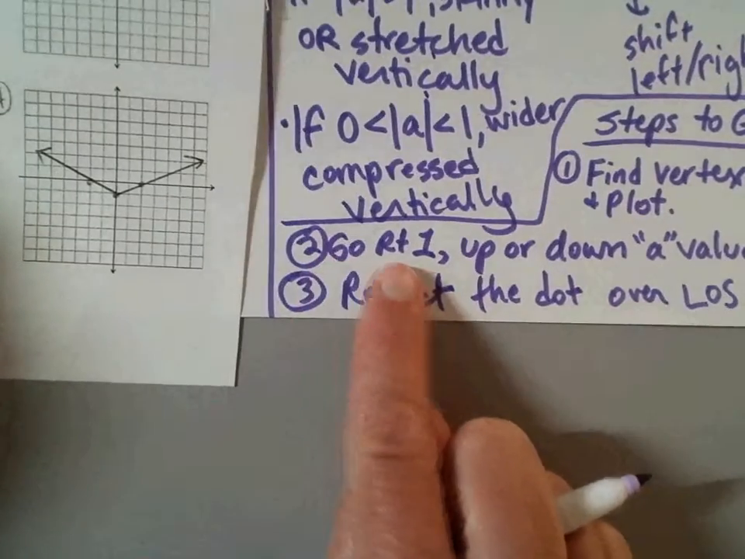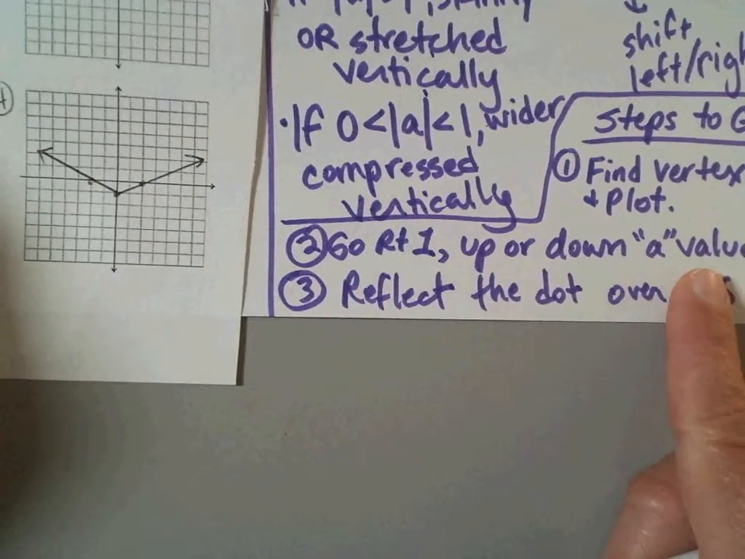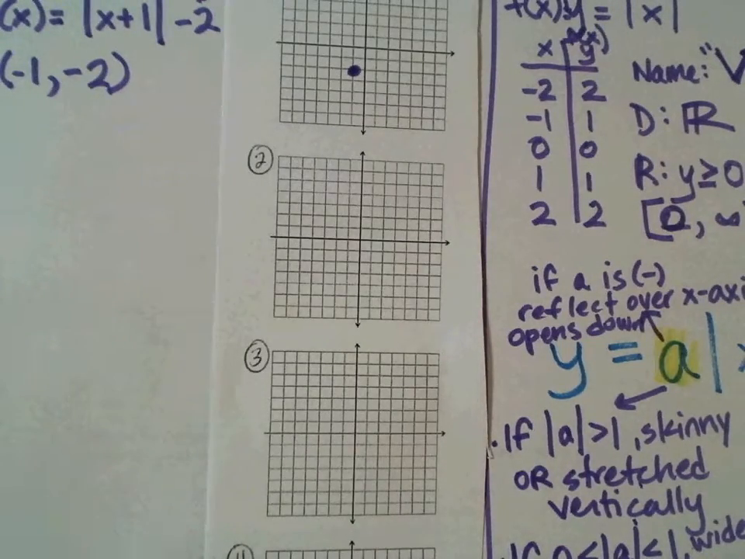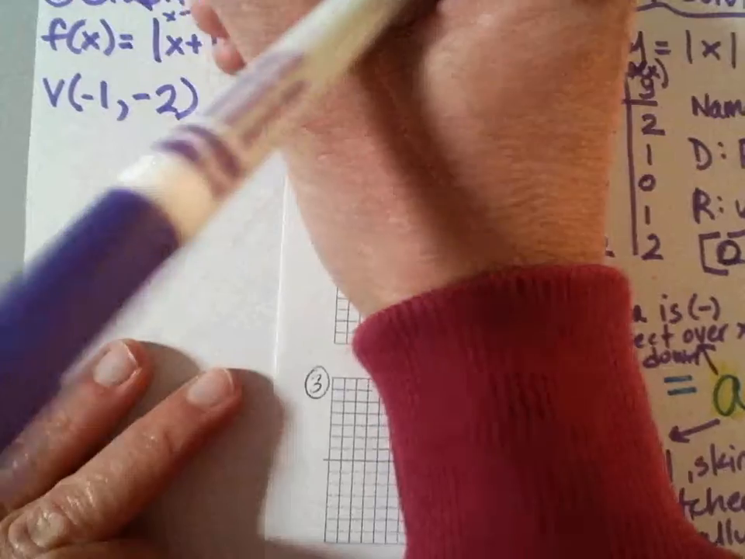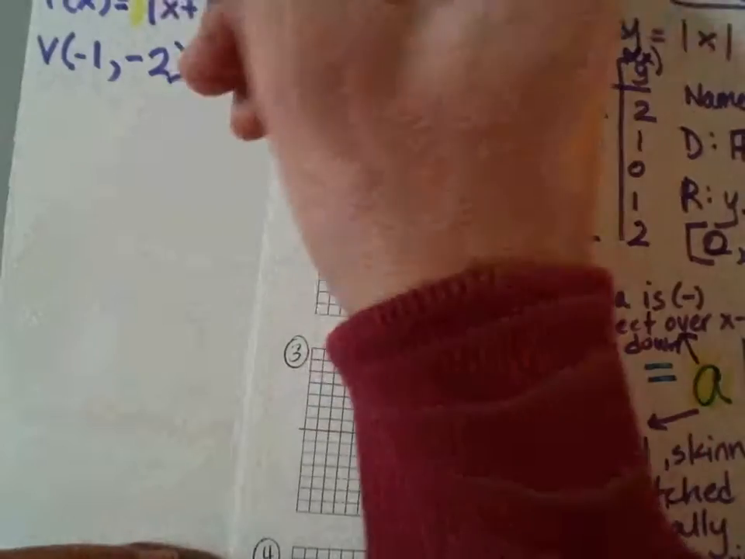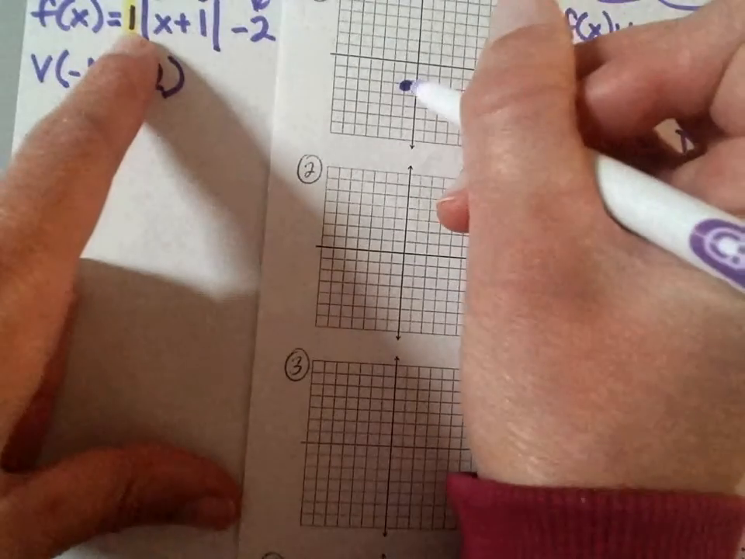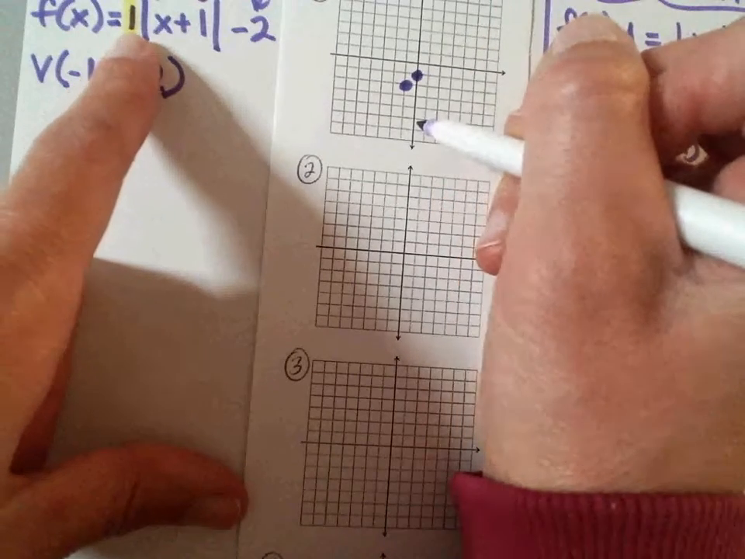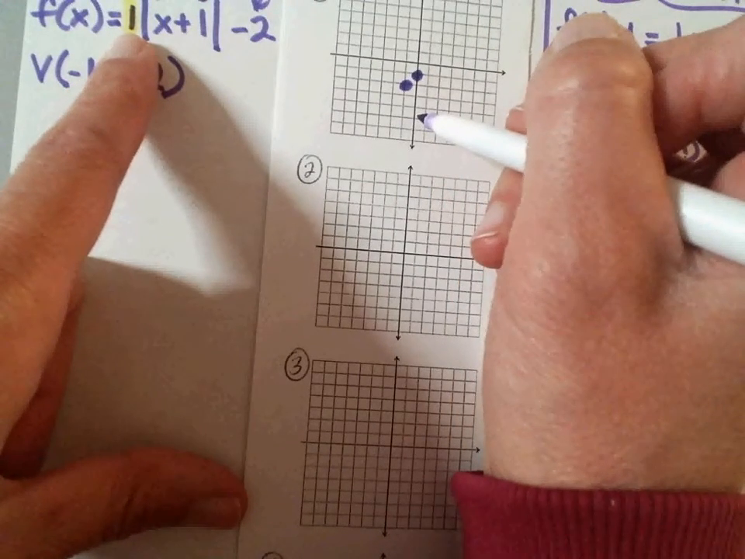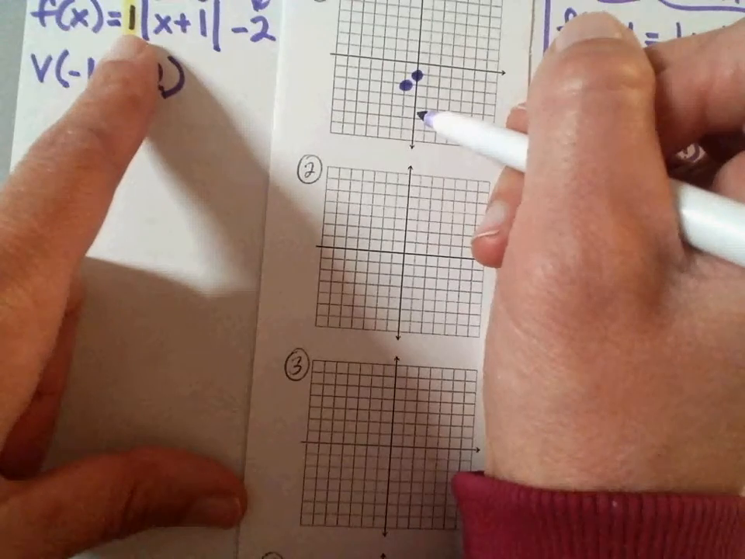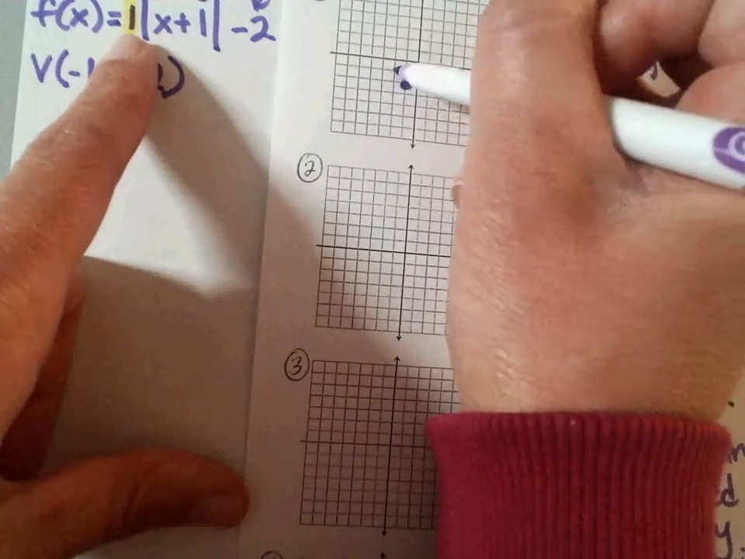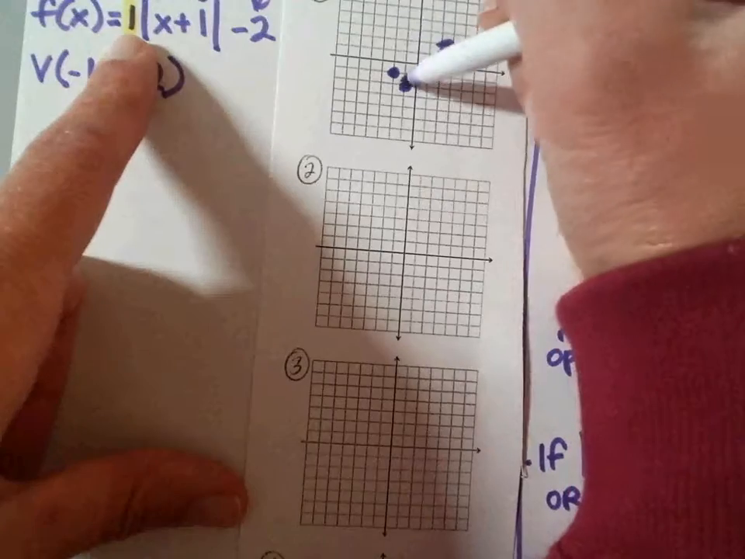And then it says, go right 1, and then up or down your A value. Okay, what is the A value in this case? 0. Not 0, because it would wipe it all away. It's a 1. There's a 1 here that you don't see. Not a 0, because otherwise it would go all away. 0 times anything is gone. All right, so that means you're going to go over 1, up 1. So did this one get wider or narrow at all? No, that stayed the same as the parent graph. And then go left 1, up 1. And there is our graph.